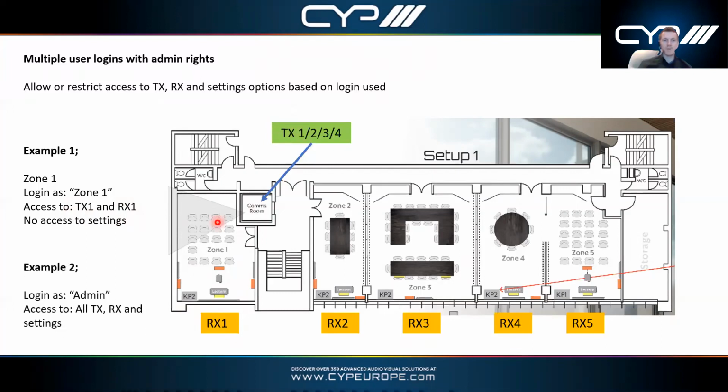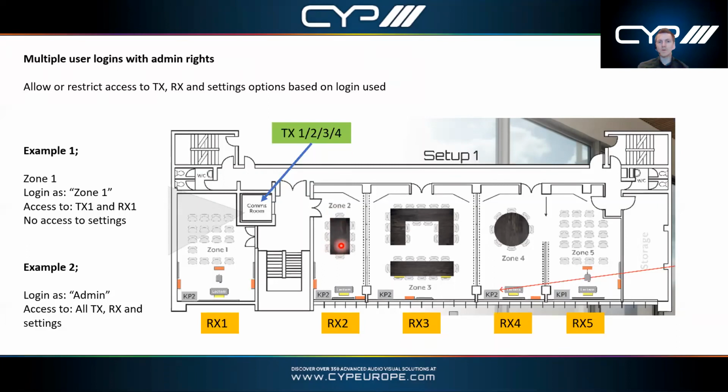As an administrator, which is example 2, you would have access to every single transmitter, every single receiver, and all of the settings. But as that administrator, you can go in and set up, again, say zone 2. You might just have a username and password, zone 2, and the administrator has said you only have access to receiver 2, which is your local screen in that room, and you have access to transmitters 2 and 3, for example. Now, what they can also do is say whether you do or do not have access to the settings. So again, you can have that set up.